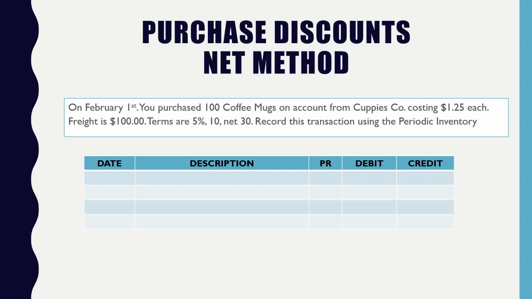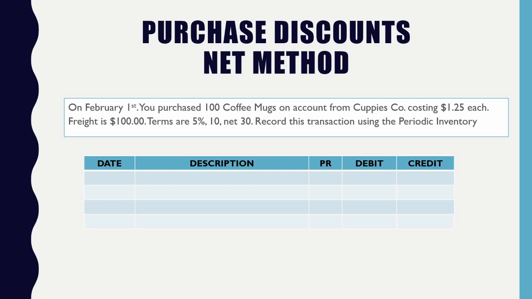Here we're using the net method. Okay? If we remember, the net method means that you're taking the discount now. How are you going to journalize it this time? What's my purchase expense? What's my freight expense? And how much do I owe in grand total? Knowing that you're using the net method, you have to take the discount immediately. So, what are my numbers going to be?